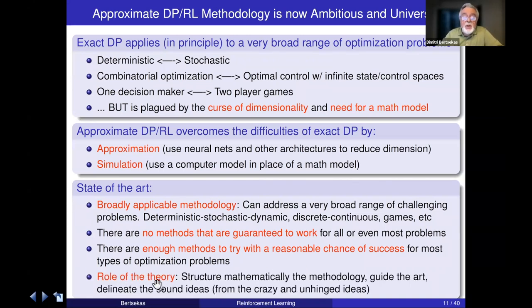What is the role of the theory in all this? We're going to try to keep a connection with the theory, and its role is important. It helps to structure mathematically the methodology, guide the art, and also, most importantly, delineate the good algorithmic ideas in this field from the flaky ideas and even the crazy ideas, of which there's no shortage in this field. So that's where we are right now.